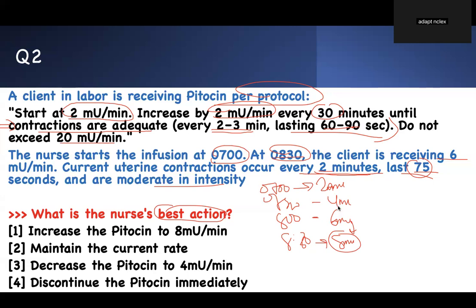I should keep the infusion at 6 milliunits because if I go up to 8, the patient will probably contract more. It will have tachysystole. Therefore, don't increase the dose to 8. Maintain the current rate. If you decrease it, you will lose your achieved goal. You should not discontinue it because you have achieved your goal. Therefore, maintain therapy. This is the way you do titration and decision making when it comes to Pitocin.